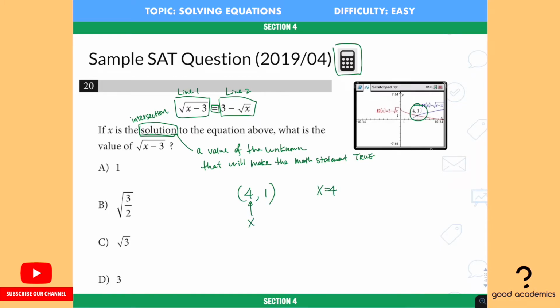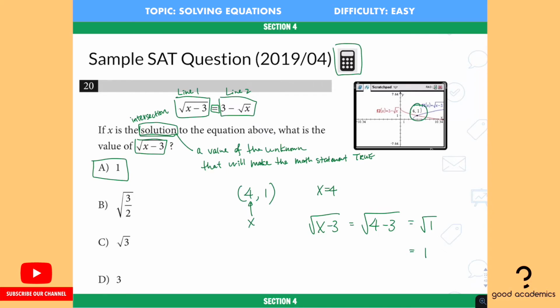All right? Now, we would like to know, what is the value of x minus square root of x minus 3? Since we know x is equal to 4, it is 4 minus the square root of 4 minus 3, which is 4 minus the square root of 1, and that is equal to 3. So the answer is this. The question is not very difficult.